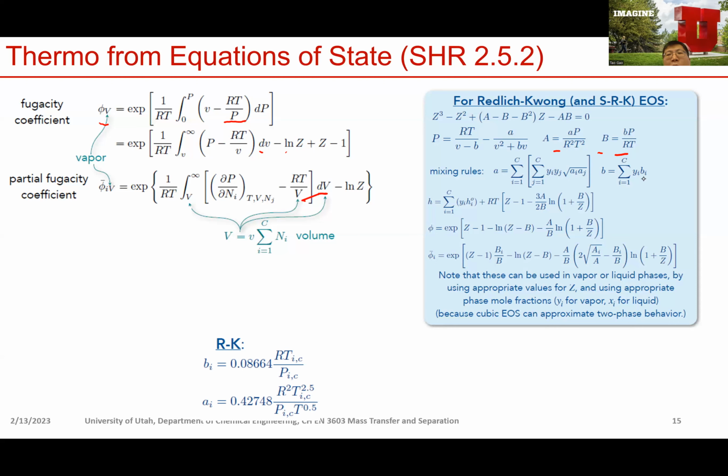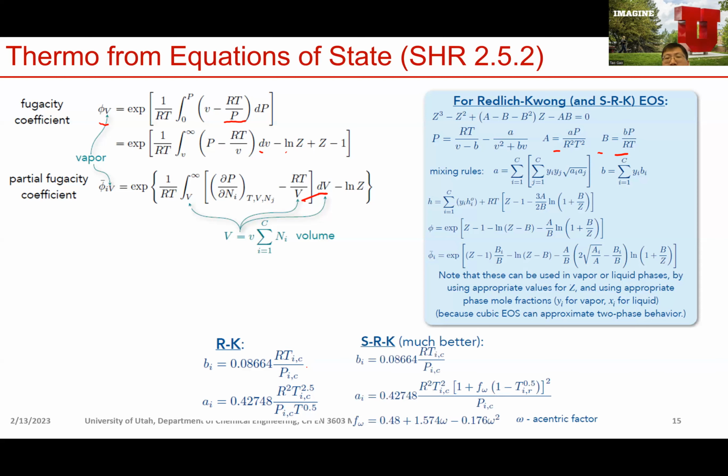For the RK equation of state, small a and b are a function of the critical temperature and pressure of your chemical species. They are related to the critical temperature and pressure by this equation. And for the SRK equation of state, which is much better in terms of computing K value, in addition to a and b, we also have f of omega that depends on omega, which is the acentric factor.